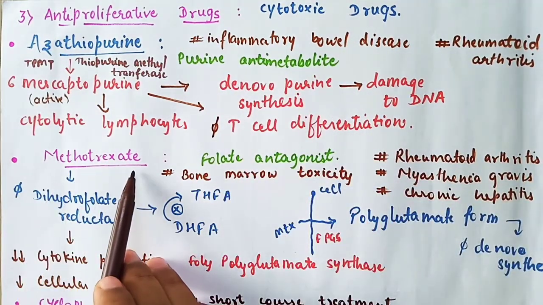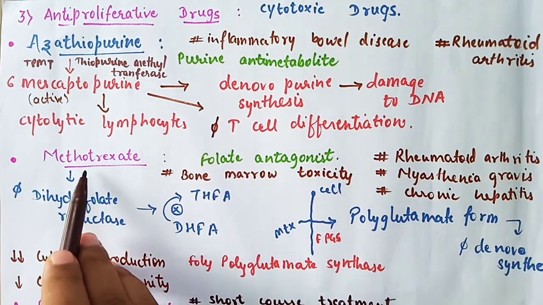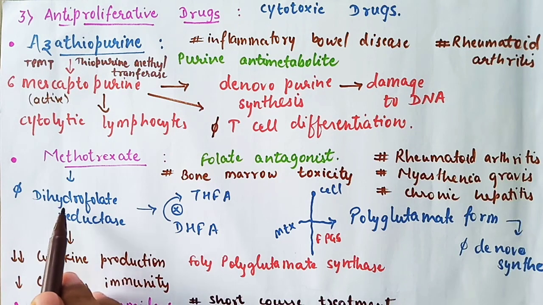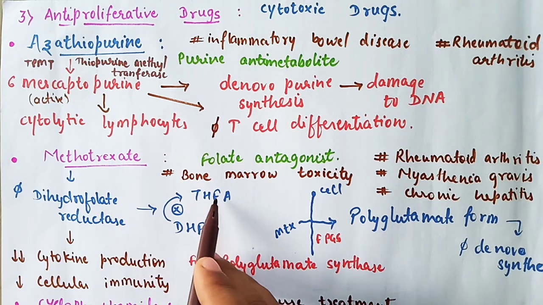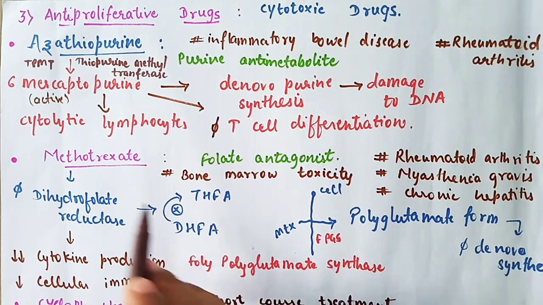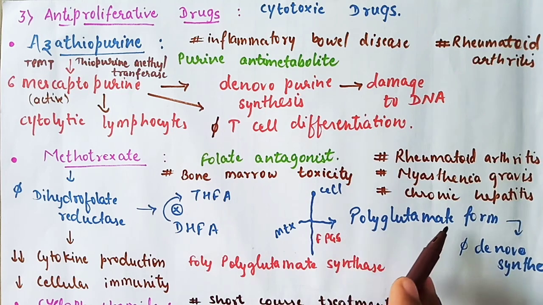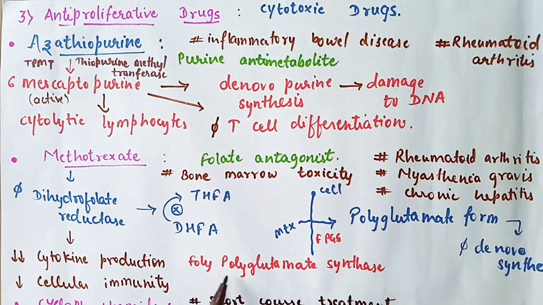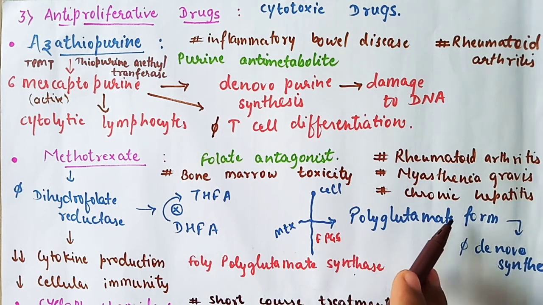Next is methotrexate. It comes in the category of folate antagonists. What are they doing? They inhibit the dihydrofolate reductase enzyme, and this enzyme is necessary for the conversion of dihydrofolic acid to tetrahydrofolic acid. So this process is inhibited. As well, when MTX, that is methotrexate, enters inside the cell, it gets converted into polyglutamate form by the enzyme polyglutamate synthase. If it is converted into this form, it inhibits de novo synthesis.